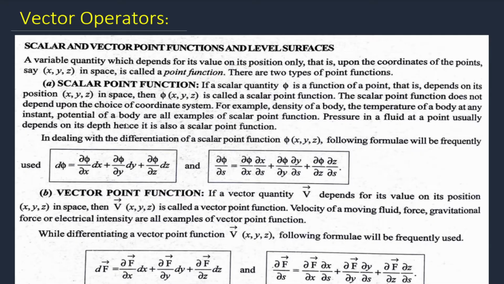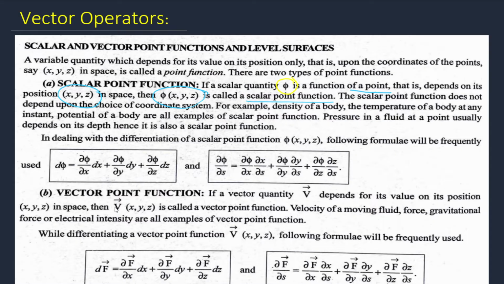Now, what is scalar point function? You see, if a scalar quantity phi, so we have taken a scalar quantity phi. Suppose phi is a function of a particular point. Suppose x comma y comma z is a point in space. So if phi is expressible in terms of x, y, and z, that means phi is dependent on x, y, and z. Then this particular function phi of x comma y comma z is called scalar point function. Okay, so it's very simple.